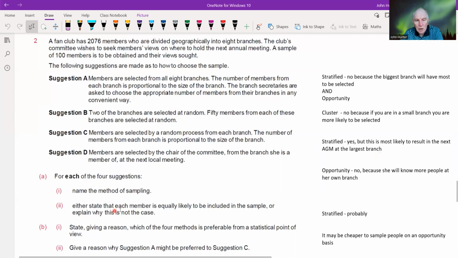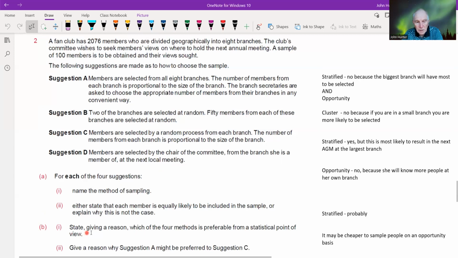And finally, opportunity. Well, no, because unless the chair of the committee is equally in touch with, equally involved with all the members, then it won't be. There'll be some bias in there.